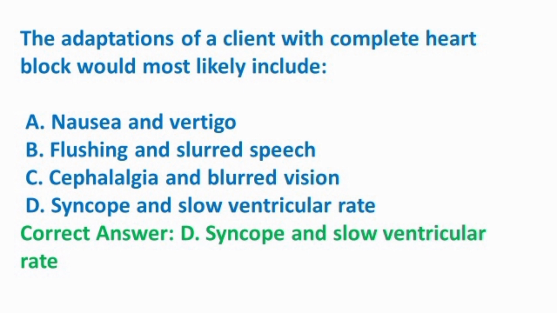The next question is, the adaptation of a client with complete heart block would most likely include: A. Nausea and vertigo, B. Flushing and slurred speech, C. Cephalgia and blurred vision, D. Syncope and slow ventricular rate. The correct answer is D, syncope and slow ventricular rate.